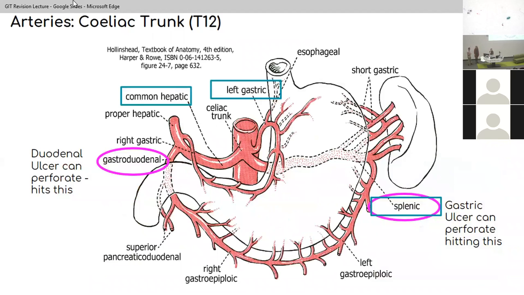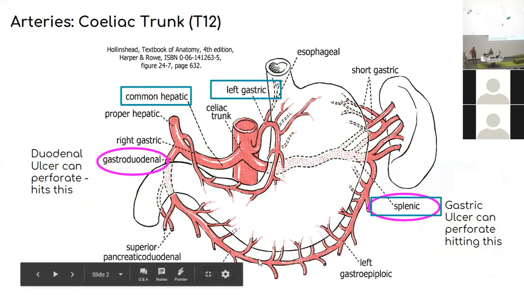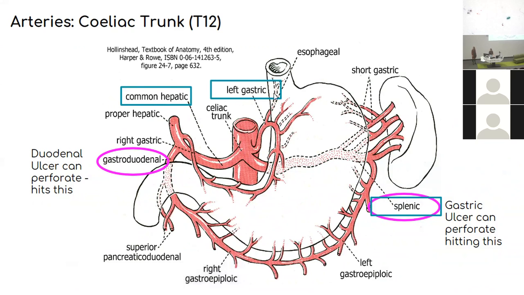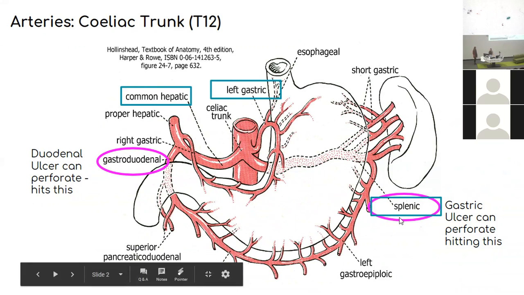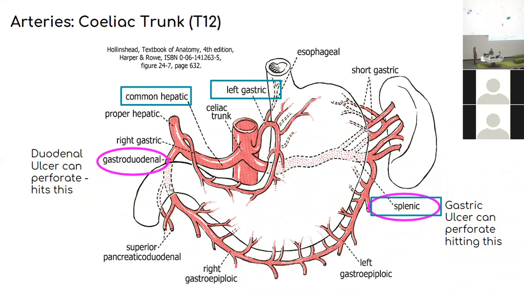All right, so I'm sure you've seen this. When we talk about the blood supply, there's the three main arteries that we need to focus on. We've got the celiac trunk with the three main branches: common hepatic, left gastric, and splenic. An important buzzword to know about this picture: with a duodenal ulcer, if it burns through the back wall, it can hit the gastroduodenal artery. Similarly with a gastric ulcer, if it burns through the posterior wall of the stomach, it'll hit the splenic artery. And if you hear anything in an EMQ that says a tortuous artery, it's probably referring to the splenic artery because it's really tortuous.